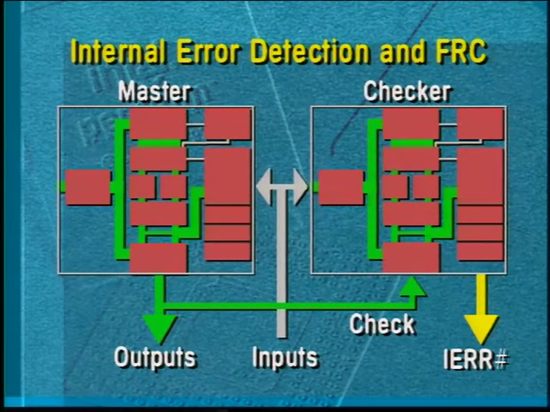Beyond that, in order to offer an option for the ultimate in error detection, we have an FRC, or functional redundancy check mode, on the chip, where you can configure two processors in a master checker configuration, where the master is operating normally, and the checker, rather than driving its output pins, turns them inside out and checks the values driven by the master and pulls a pin only if a mismatch occurs.